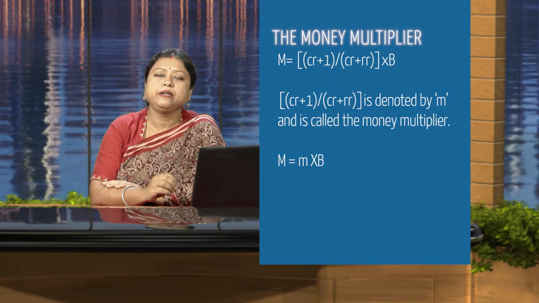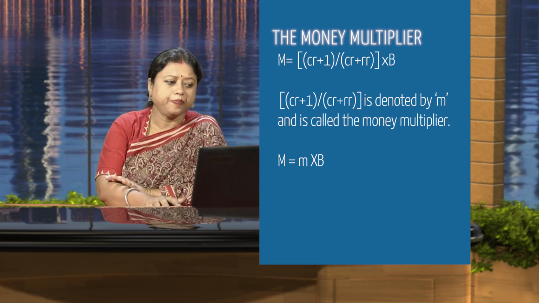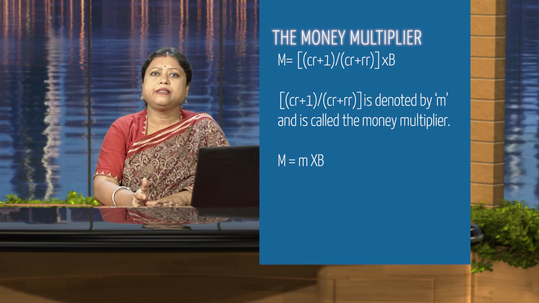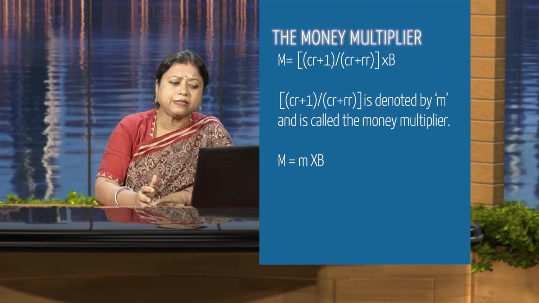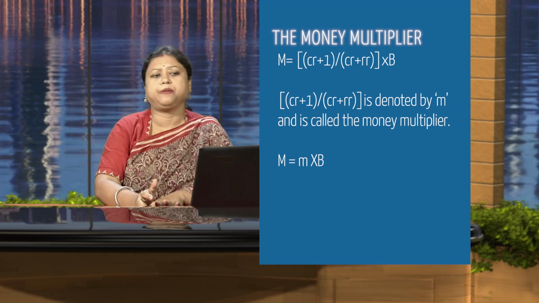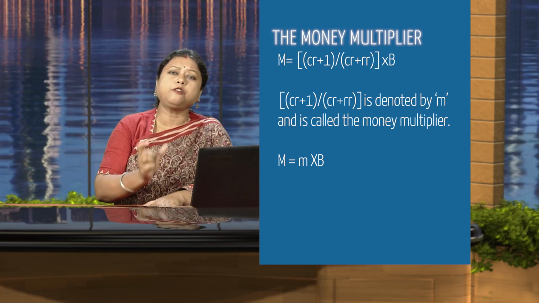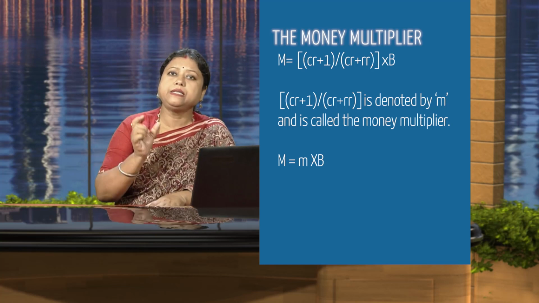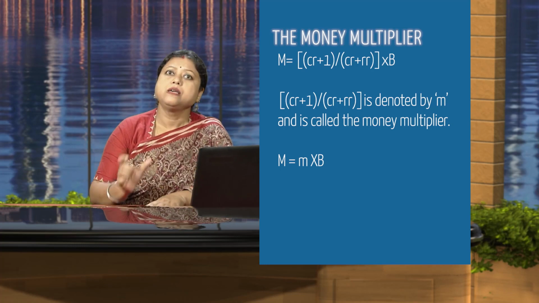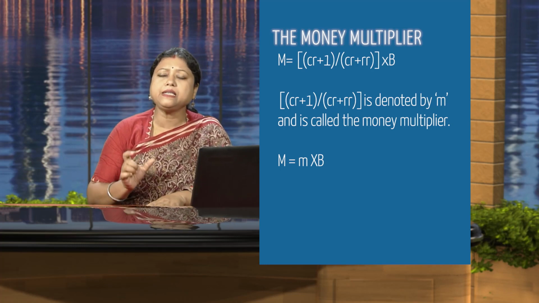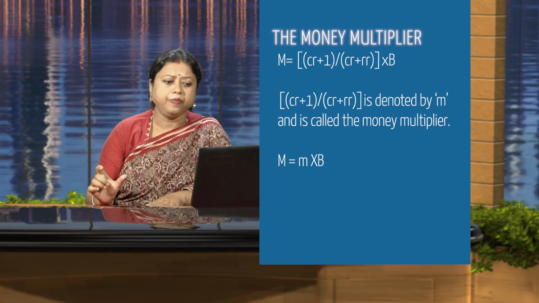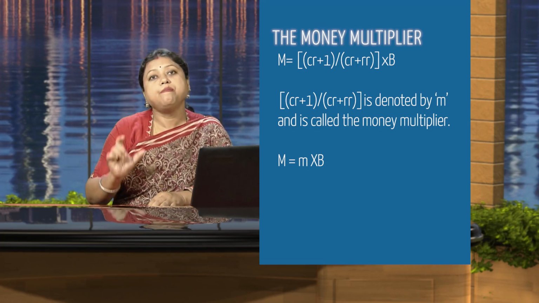What we see is that the formula of the money supply is equal to (CR plus 1) divided by (CR plus RR) times the monetary base. We see here that the money supply is proportional to the monetary base. This factor of proportionality, (CR plus 1) divided by (CR plus RR), is denoted by small m, and this is what we call the money multiplier.